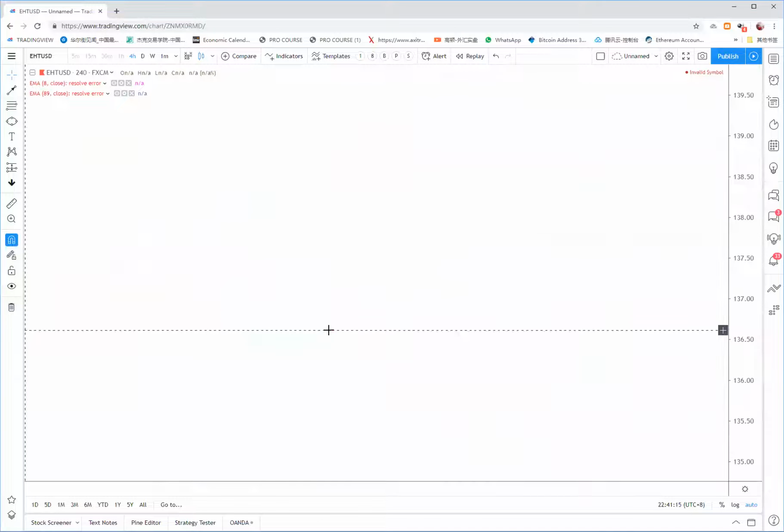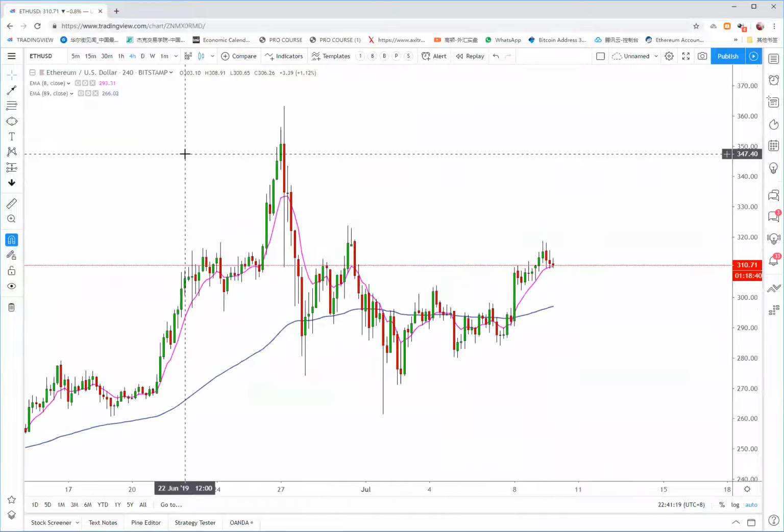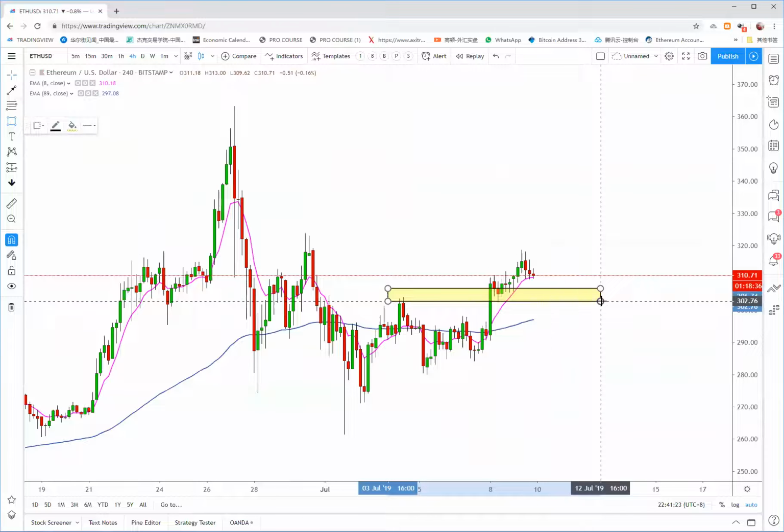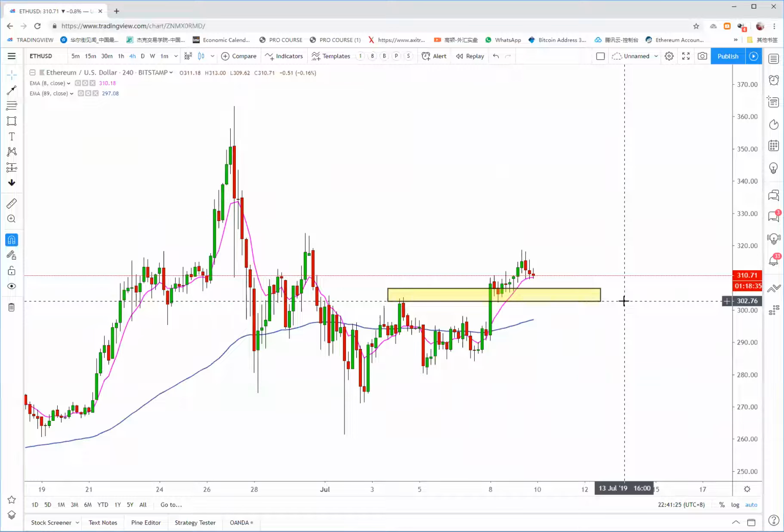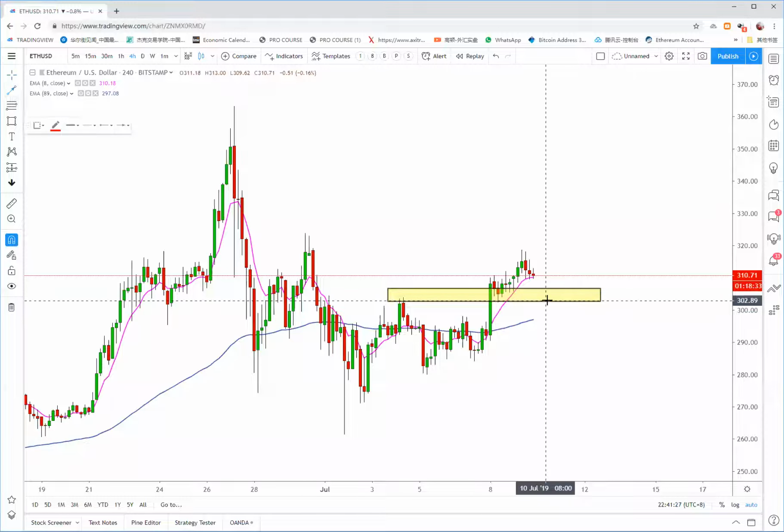Ethereum, okay. ETH is very similar to Bitcoin. The long-term neckline is here. As long as the ETH can sustain above 300, it's a buy.